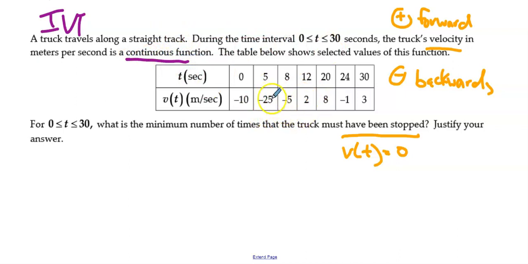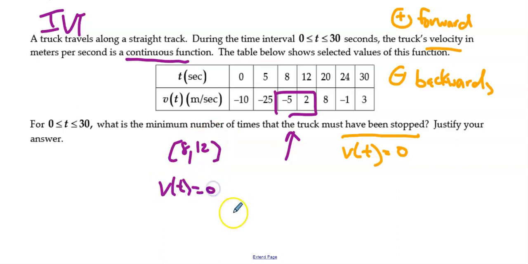And so now we are going from -5 to 2. So in this value, there's something between 8 and 12. There's something between 8 and 12 where my velocity had to be equal to 0, because I'm backing up, and then all of a sudden at time equals 12, I'm going forward. So this is the first time that the truck had to stop. And then we can go and look at the other ones. It's okay, well, now 2 to 8, we're still going forward. Well, from 8 to -1, we had to, again, go across the fact that velocity was 0.